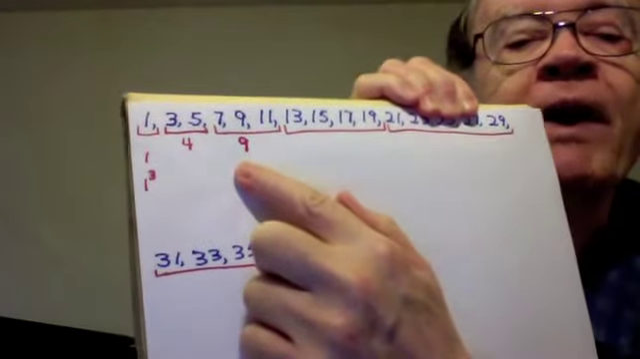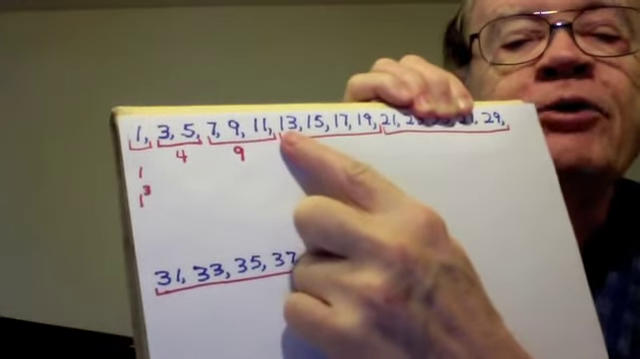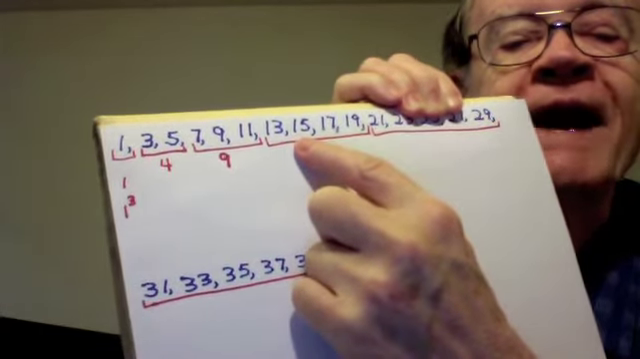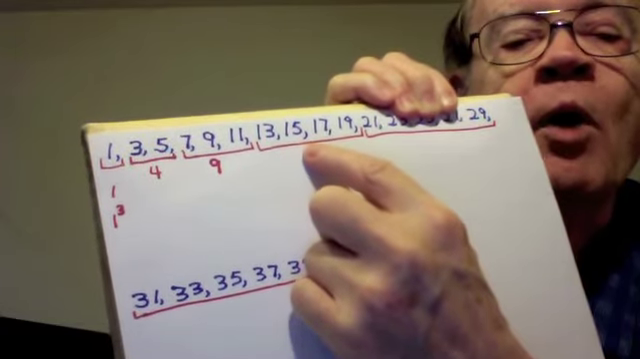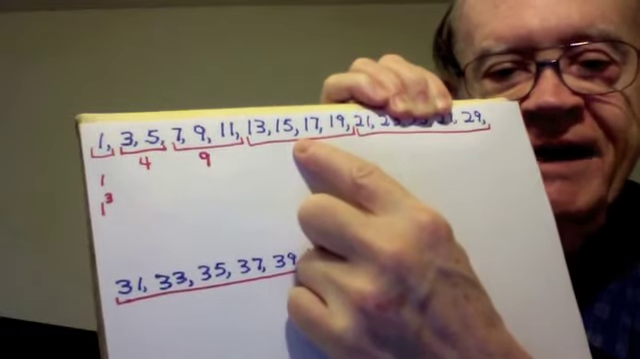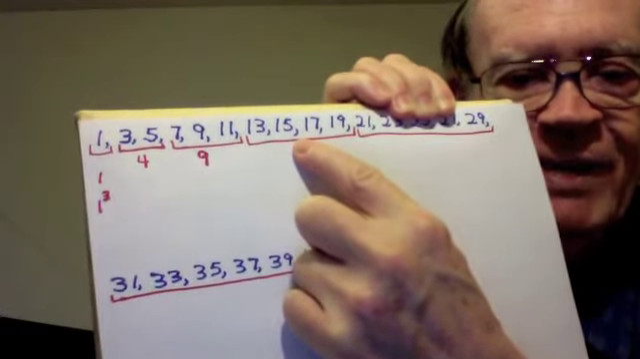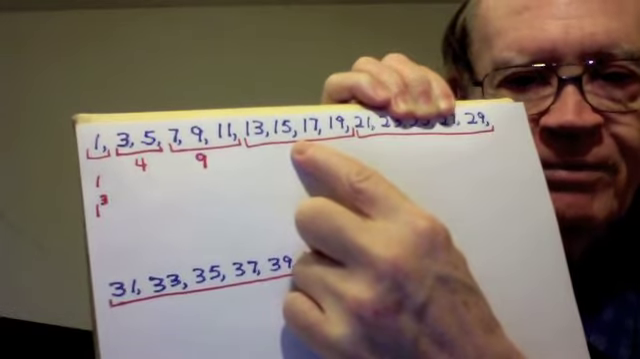To get the next square number, we have to add 7. We add 2, then 2 more, then 2 more, that's adding 6, and 1 more brings us to 16. 16 is not in this next group, but it is the middle number of the group.